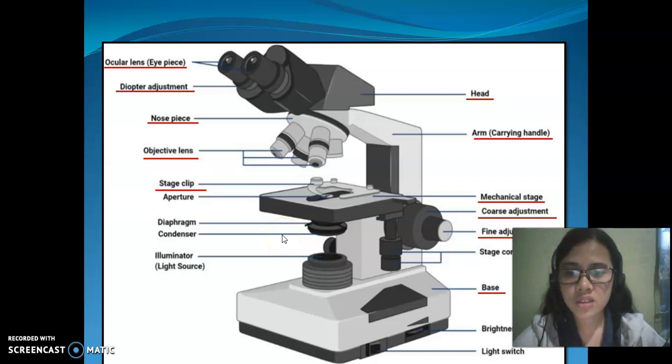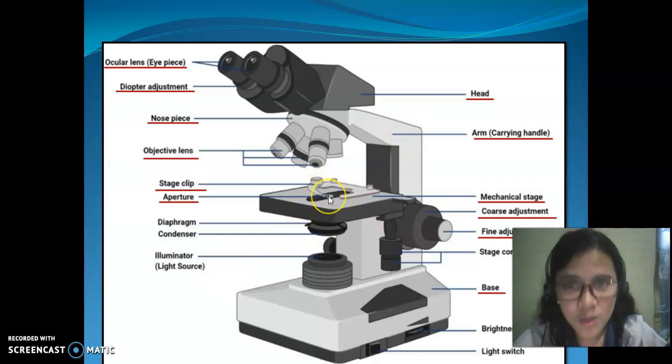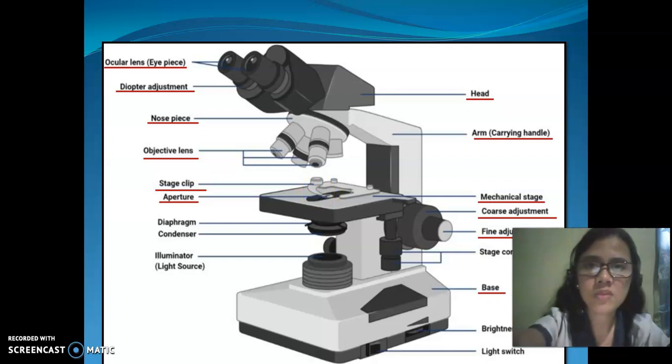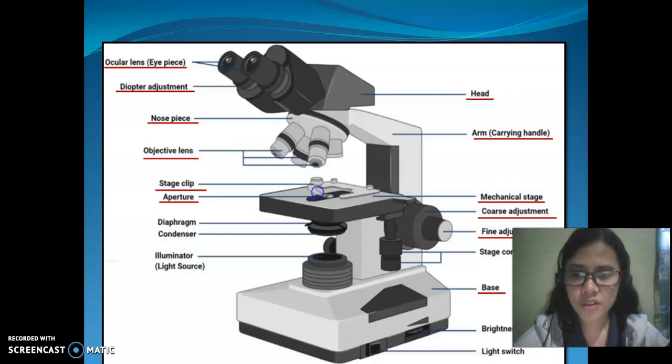The next one will be the aperture. This is a hole on the microscope stage, this one, through which the transmitted light from the source reaches the stage. The 9th part is the illuminator, or the microscopic illuminator. This is the microscope light source, located at the base. It is used instead of a mirror.